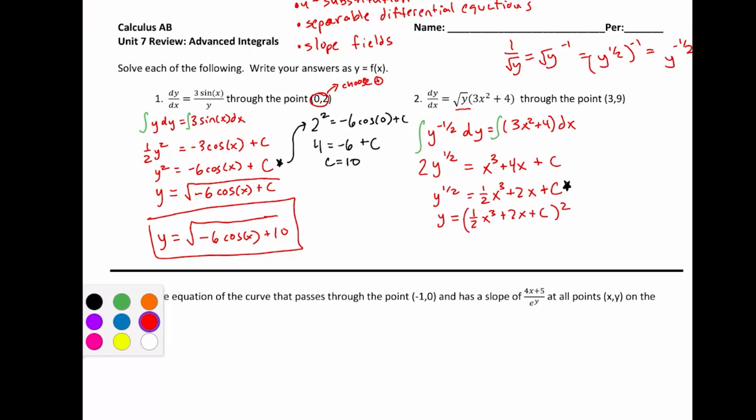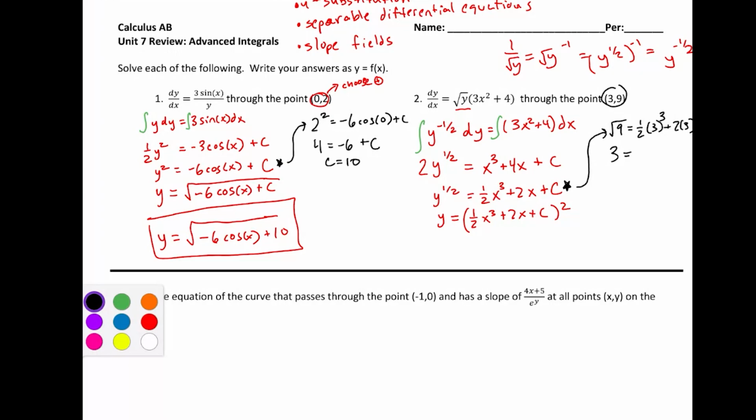And so the last thing I need to do here is actually find c. So to find c, I'm going to use that coordinate that was given, the (3, 9), and plug that into x and y. So y to the 1/2 is equivalent to square root of y, so square root of 9 equals 1/2 times 3 cubed plus 2 times 3 plus c. So the square root of 9 is 3, of course. 3 cubed is 27, so we have 27 divided by 2.